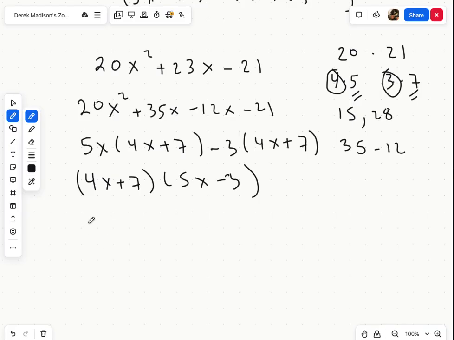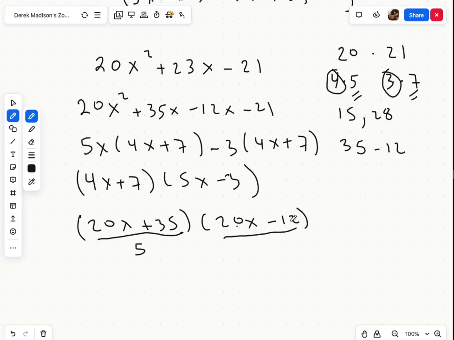And if I do it the other way, 20x plus 35 and 20x minus 12. The biggest thing I can divide out of 20 and 35 is a 5. And the biggest thing I can divide out of 20 and 12 would be a 4. There's that extra 20. So this would be 4x plus 7, and 4 goes into 20, 5x minus 3. So same exact answer either way. So again, whichever of those two methods you prefer, do that.